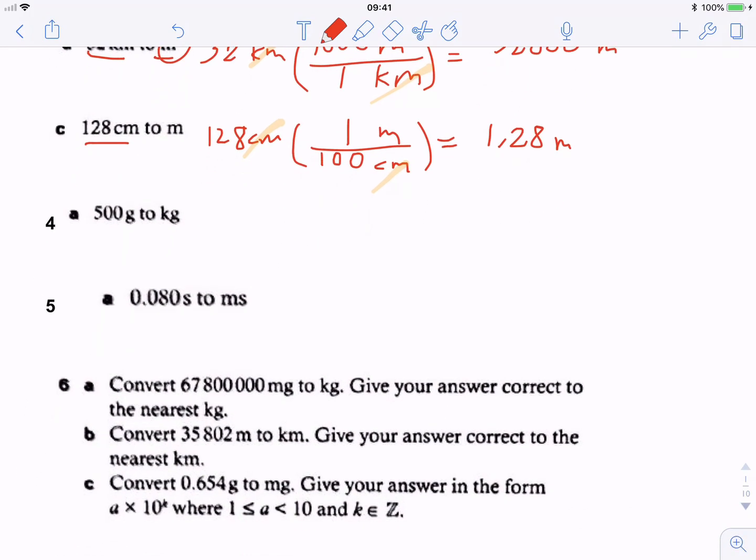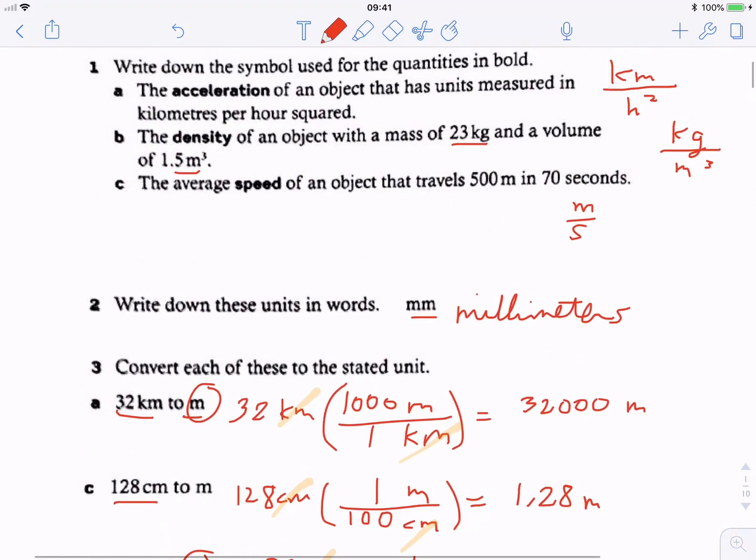Number 4a. 500 grams, change it to kilograms. So if I have 500 grams, I want to multiply it times a domino that has grams on the bottom to cancel out the grams, and it's going to have kilograms on top, so that the new unit is going to be kilograms. So what unit conversion relates kilograms with grams?